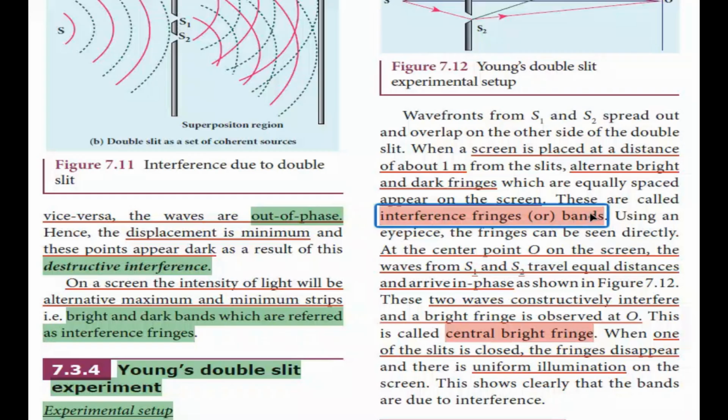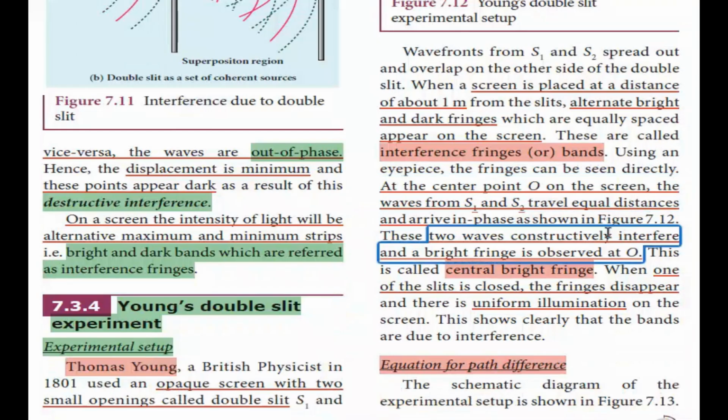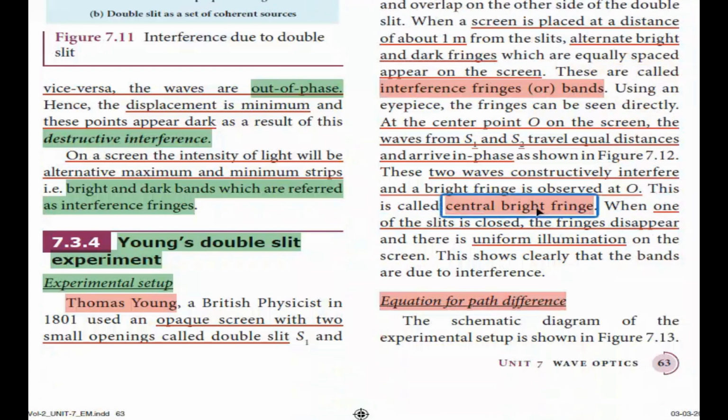The intensity will also be uniform in the case of an interference pattern, and the intensity will decrease from the center in the case of a diffraction pattern. And using an eyepiece, the fringes can be seen directly. At the center point O on the screen, the waves from S1 and S2 travel equal distances and arrive in phase, as shown. These two waves constructively interfere, and a bright fringe will be observed at O, which is called the central bright fringe. When one of the slits is closed, the fringes disappear and there is uniform illumination on the screen, and this clearly shows that the bands are due to interference only.